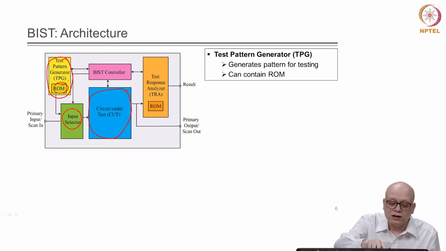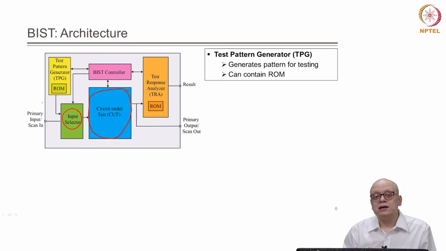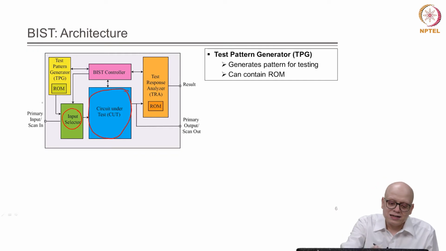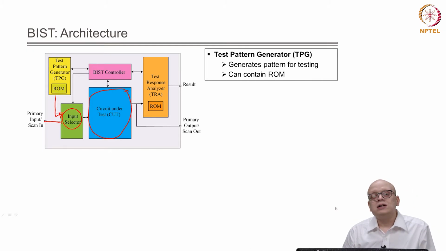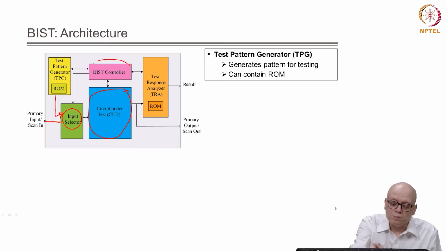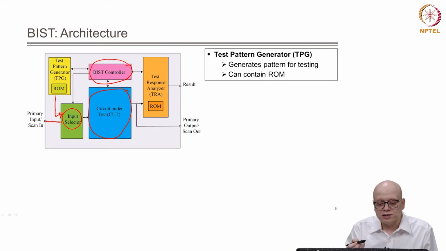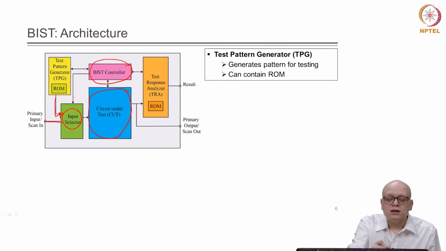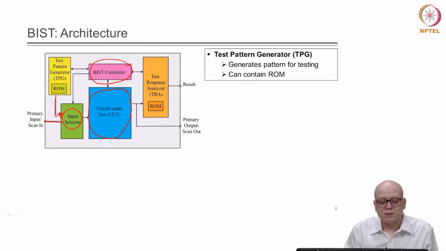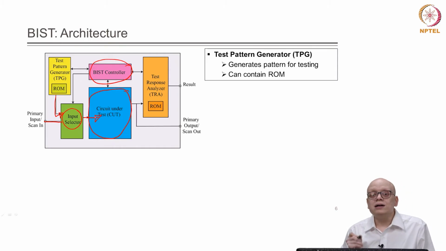So, whenever we want our circuit to be tested, the input will be selected from the test pattern generator, otherwise the input will be coming from the primary input or say scan in. The input selector is a kind of multiplexer and it will be controlled by the BIST controller. When receiving the instruction from the BIST controller, the input selector will take the inputs from the test pattern generator and apply them to the CUT, or circuit under test.